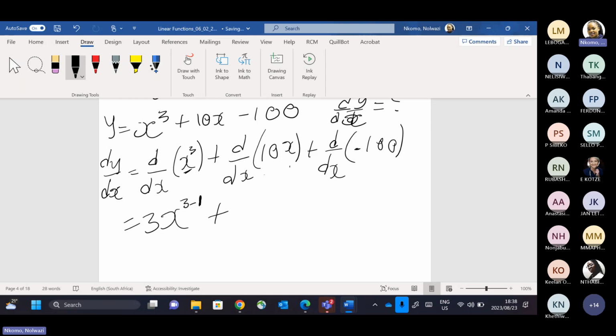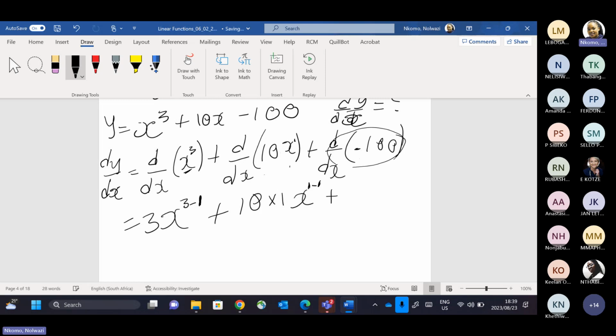The derivative of this term, we have our n equals 1, right? So this means we have 10 times 1, x to the power, our n is 1, so we have 1 minus 1, right? Plus the derivative of this term.